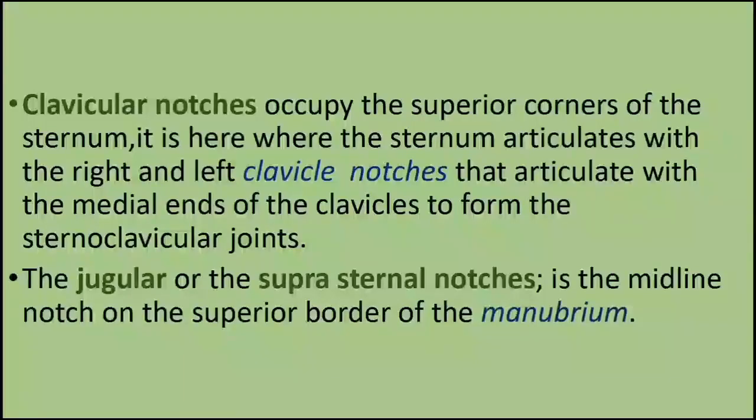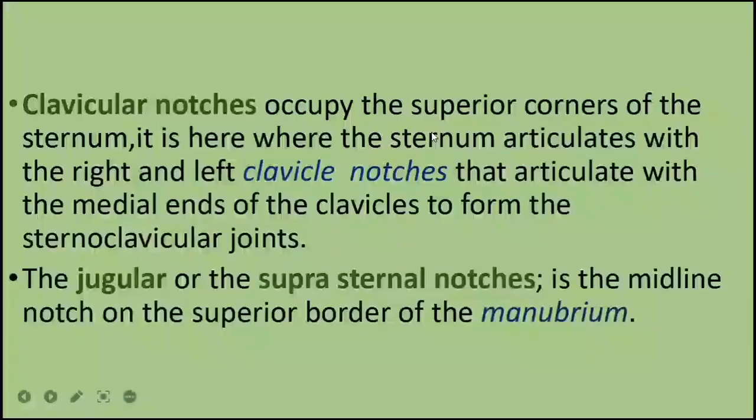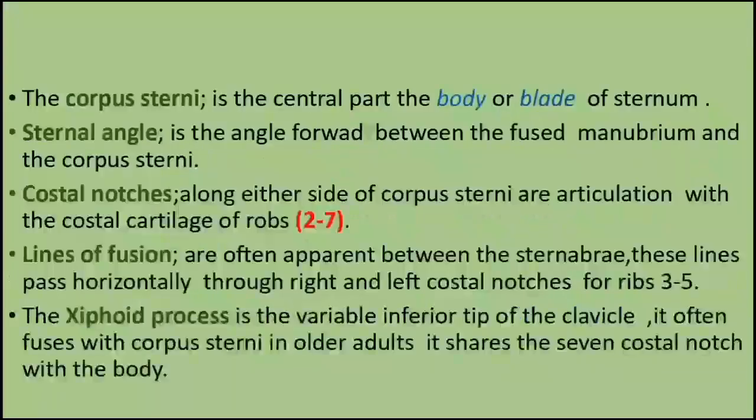Clavicular notches occupy the superior corners of the manubrium. This is where the sternum articulates with the right and left clavicles; the notches articulate with the medial ends of the clavicles to form the sternoclavicular joints. The clavicular notches are right here. Remember, we did the description of the clavicle or collarbone. Then we have the jugular or suprasternal notch, the midline notch on the superior border of the manubrium.